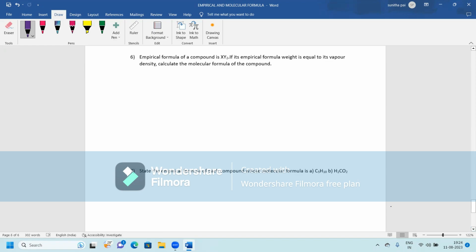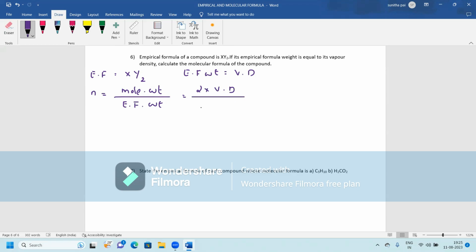Next question. This is a very simple question. Empirical formula of a compound is given. So copy the data which is given to you. EF is XY2. Empirical formula weight is equal to vapor density. Okay, so use this to find out N. N will be molecular weight by empirical formula weight. Molecular weight is twice the vapor density.